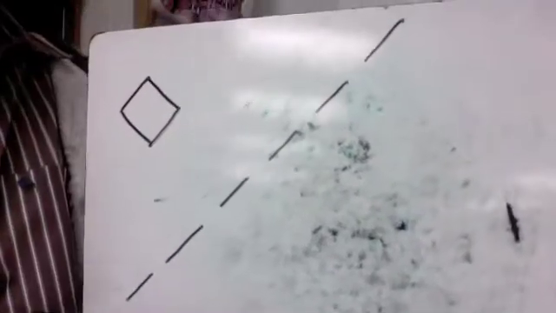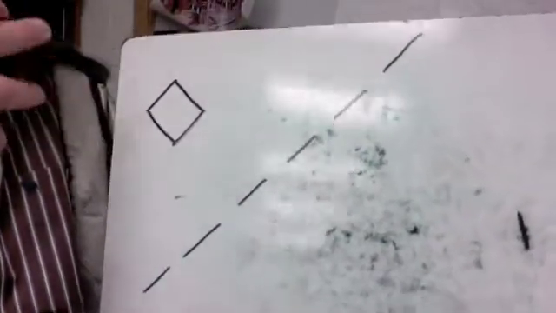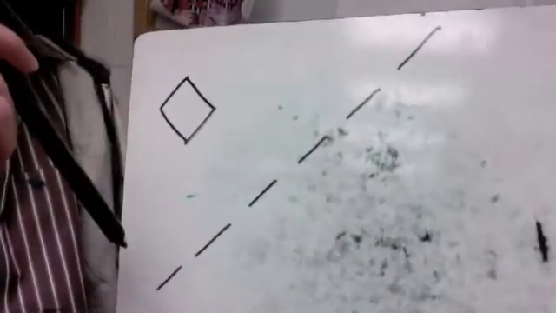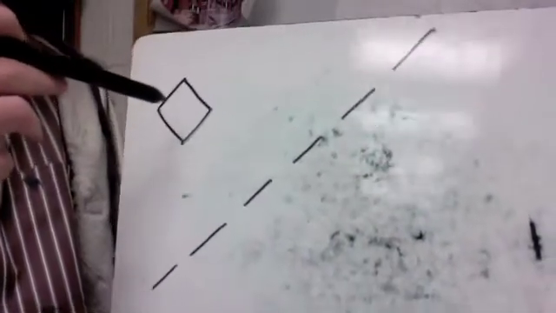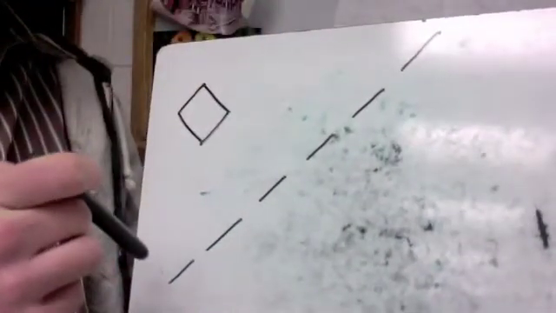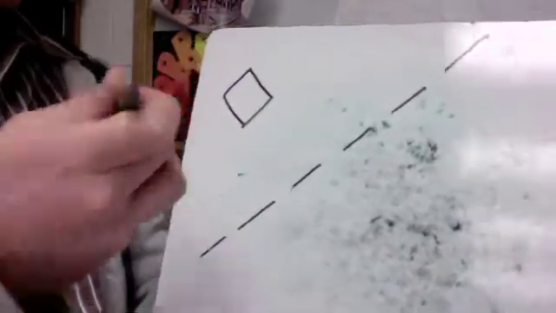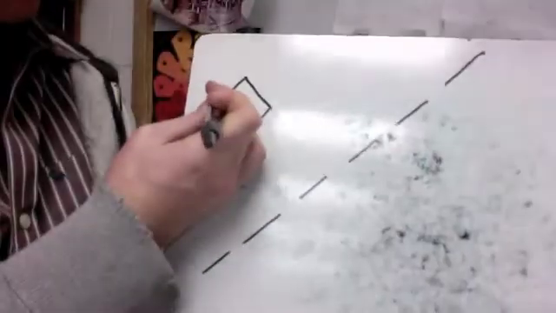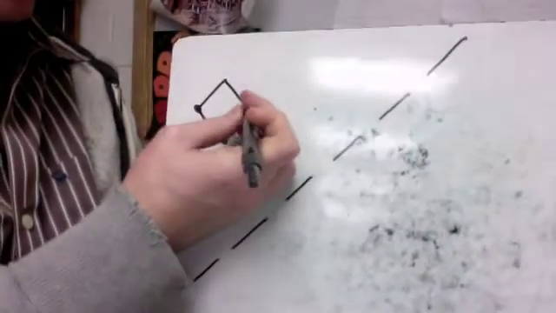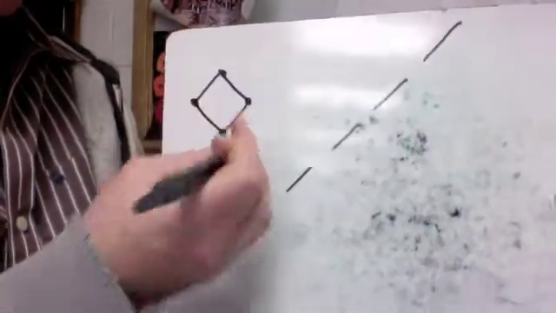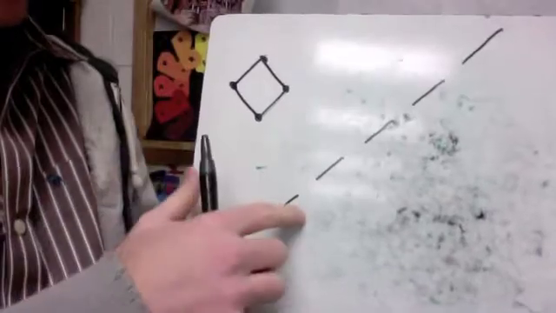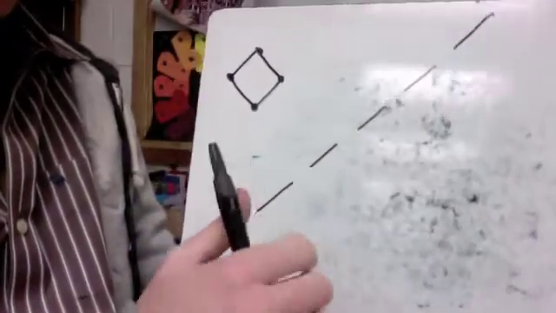All right, next example, we've got another quadrilateral. We've got a rhombus here. It's a rhombus because all the sides are the same length. We want to reflect this rhombus over this line right here. In order to do that, we have to find out how far each vertex is away from the reflection line and draw it the same distance away on the other side.